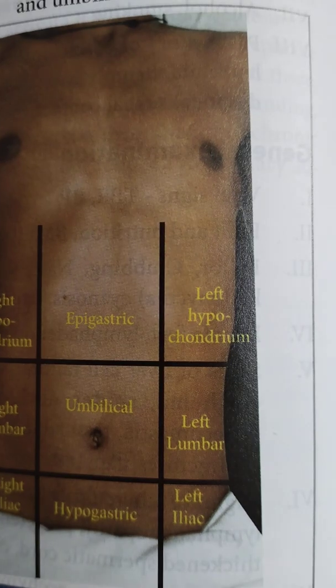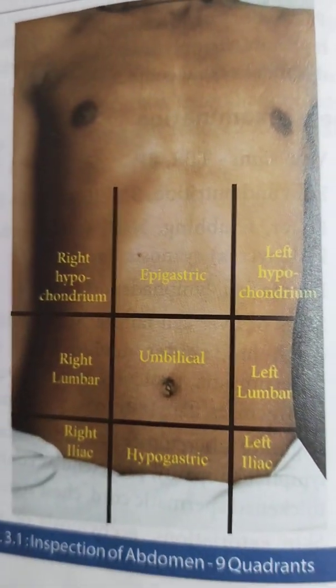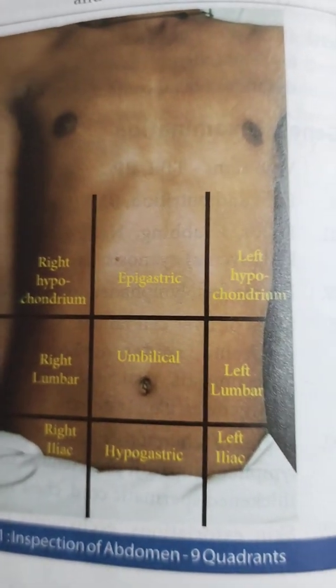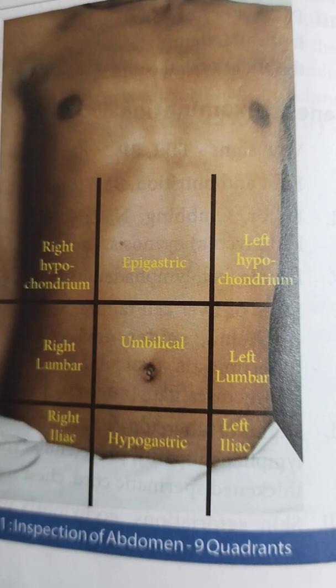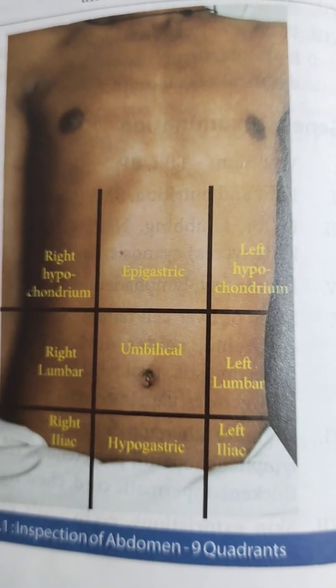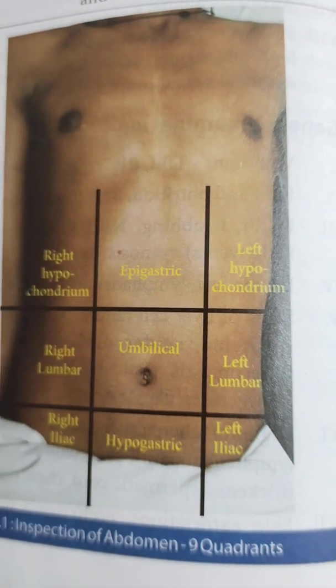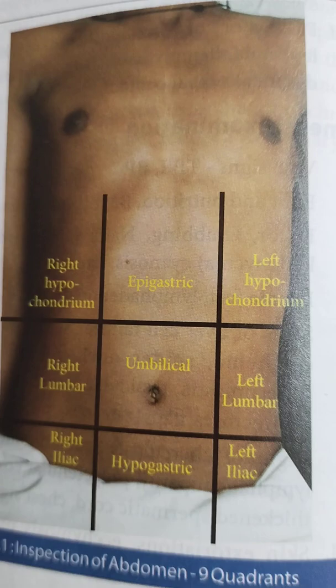Now the 9 quadrants of the abdomen are shown in this figure. Depending upon these 9 quadrants, these are divided in such a way that each of the quadrants corresponds to a particular organ or gland of the body, and depending on that we can diagnose various diseases.